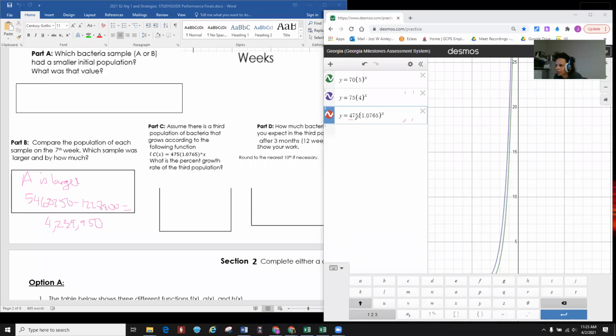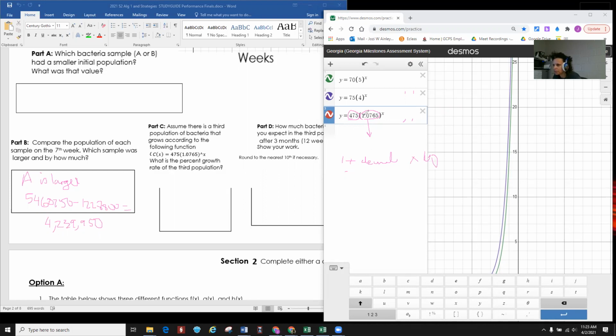So remember, we talked about this: the number out front is your initial value, and here is your growth or decay. If your number is bigger than 1, it is growth. If it's between 0 and 1, it's decay. So this is my growth right here, and now I need to find the percentage. If you remember from your notes, when you're calculating the growth, you do 1 plus the decimal, times 100.